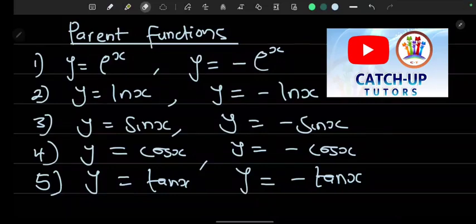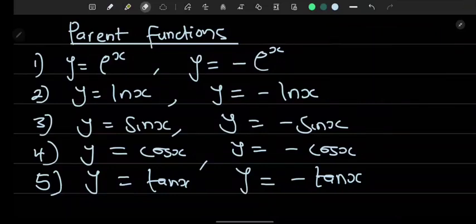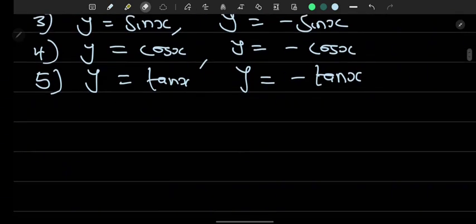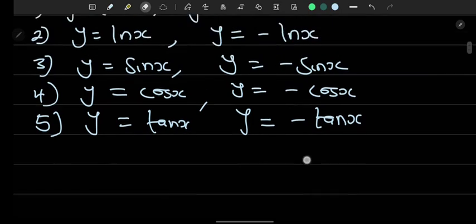These are examples of parent functions, and the parent functions we are considering here are the exponential function and the trigonometric function. When you look at this, I consider these examples with their reflections on the x-axis. Students should understand that there is a distinct difference between reflection on the x-axis and reflection on the y-axis.